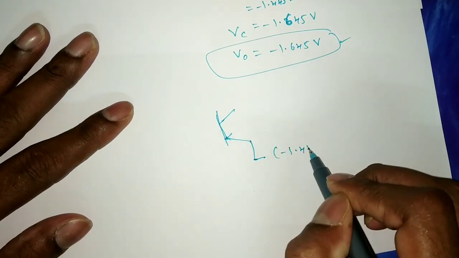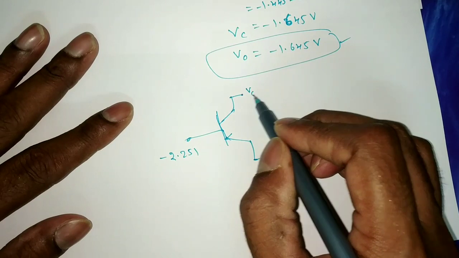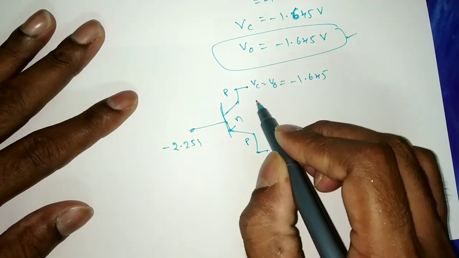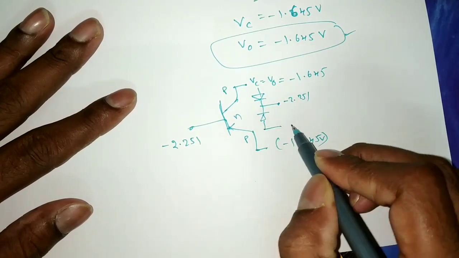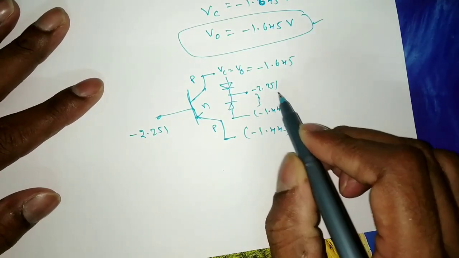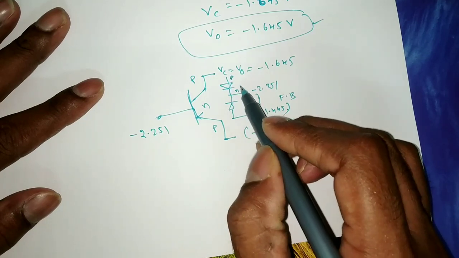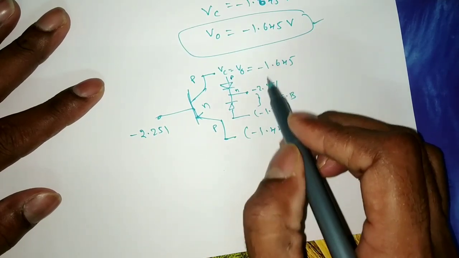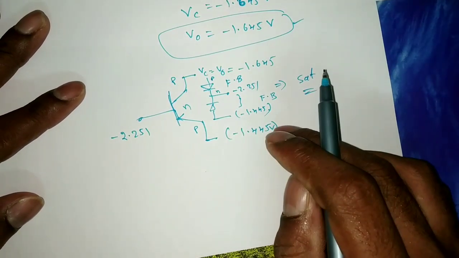So again we'll conclude. VE is minus 1.445 volts, VB is minus 2.251, and VC or V0 is minus 1.645. It is a PNP transistor. When I compare these two, VE will be more compared to this, because this is small, right? So forward bias. Now this is P, this is N. P is minus 1.6, this is minus 2. So P type semiconductor is connected to more positive voltage compared to this. So forward bias, forward bias. So saturation region, right? So I hope it is clear.